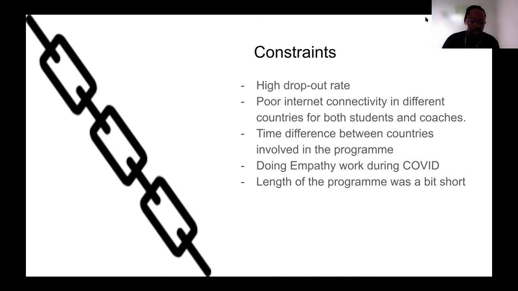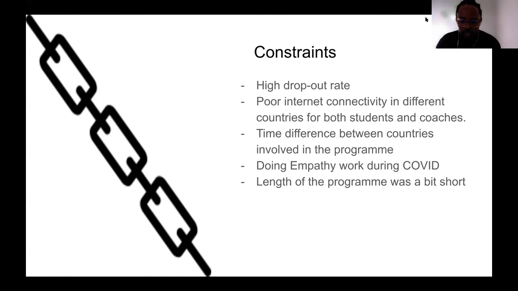One other thing was that there were some other issues that were beyond our control, like power cuts or load shedding in a specific area, when sometimes the coaches would fall off. But the mere fact that we had some shadow coaches meant they would be able to step in every now and then in order to support.